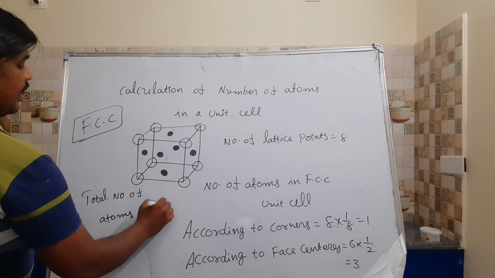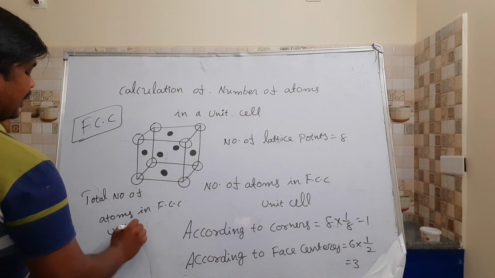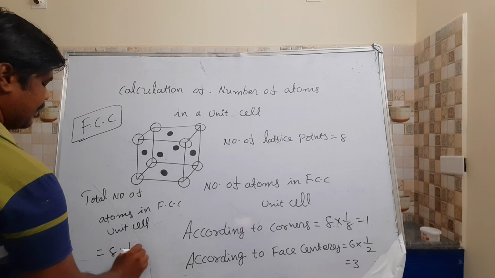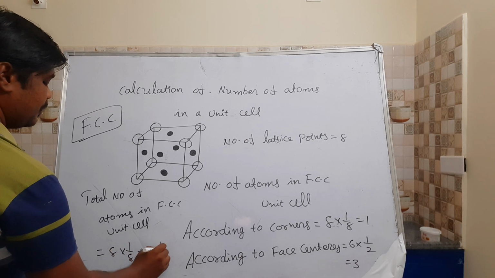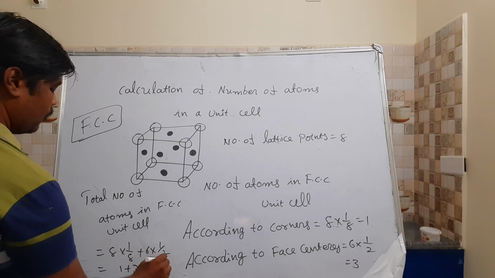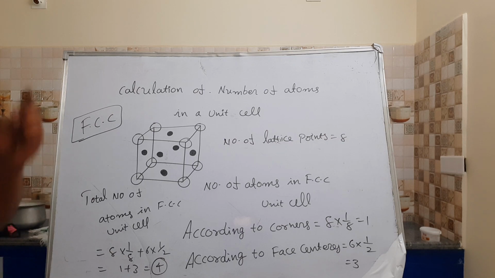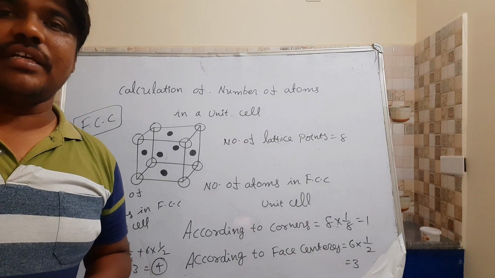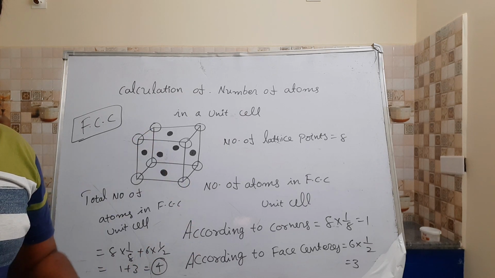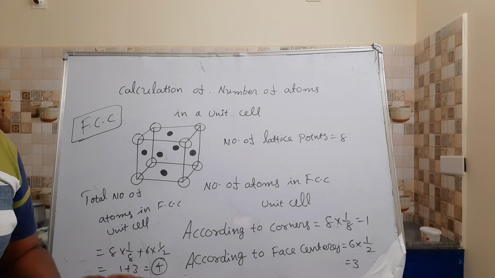So total number of atoms in the FCC unit cell is equal to 8 into 1 by 8 plus 6 into 1 by 2. That is 1 plus 3, that is 4. This is very important. In the FCC unit cell, total number of atoms are 4. Just keep that in your mind.